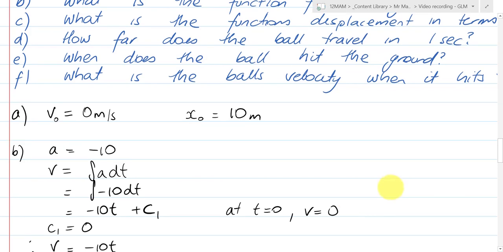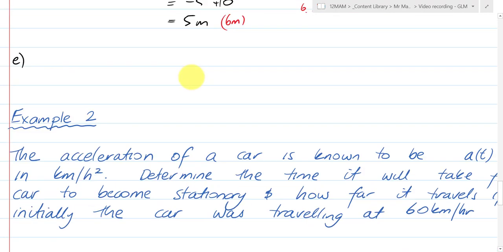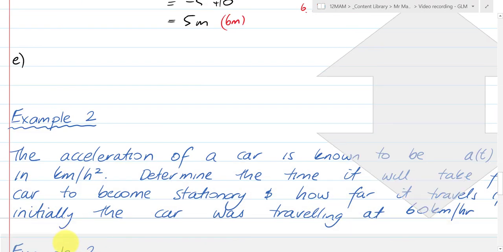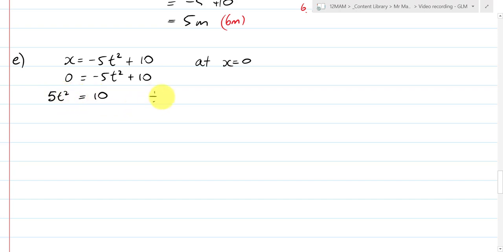Question E. When does the ball hit the ground? So let's have a look. We have a lack of space. We have our x model, negative 5t squared plus 10, and we want to know what is the value of t at x equals 0, because it hits the ground when x equals 0. So we put x equals 0 in, negative 5t squared plus 10. A better way would be to add 5t squared. So 5t squared equals 10. Divide by 5, we get t squared is equal to 2.